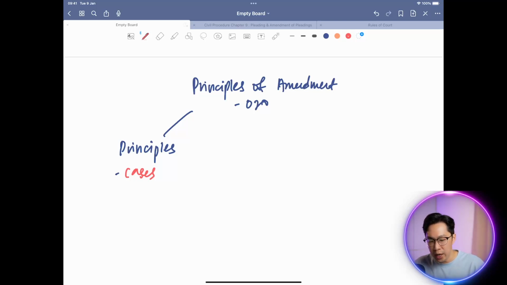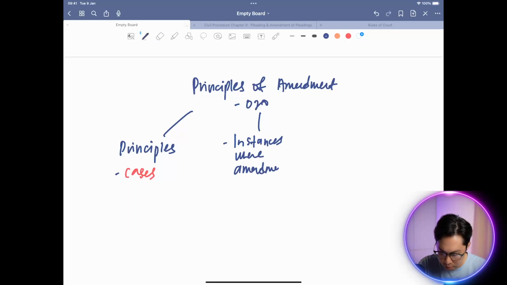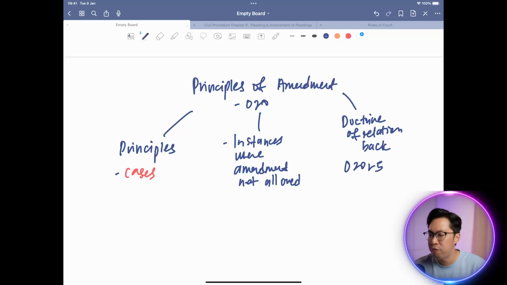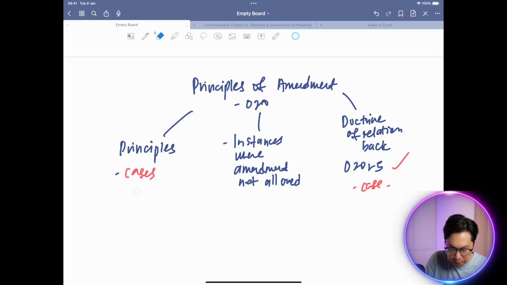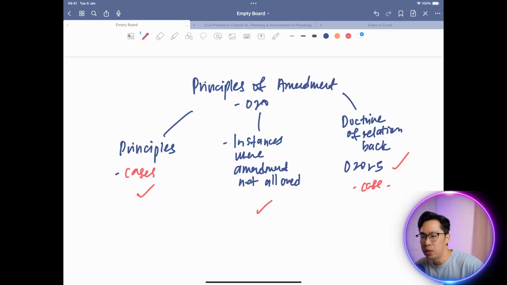Second, there are certain instances, and I think there are about 7 I named here, where amendment is not allowed. These are very academic, but you also need to know because sometimes you get asked in exam as well. Amendment not allowed. And last is something we call the doctrine of relation back. This is under your Order 20 Rule 5. And to me, there's one case here, but to me, there's nothing much. It's all statute based. Here you have some cases, just some scenarios, some cases like Kyormaru. So you just need to know. Okay, to me, it's quite straightforward for this part.